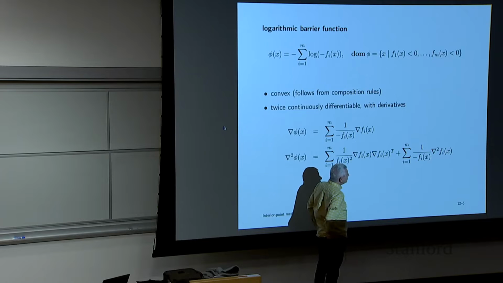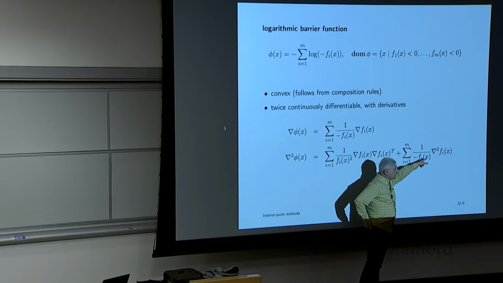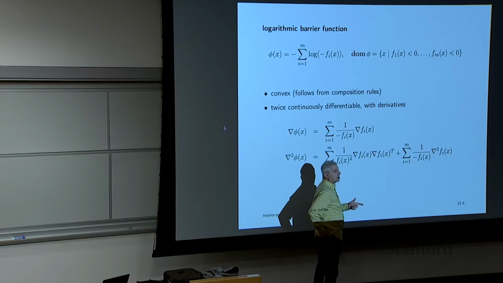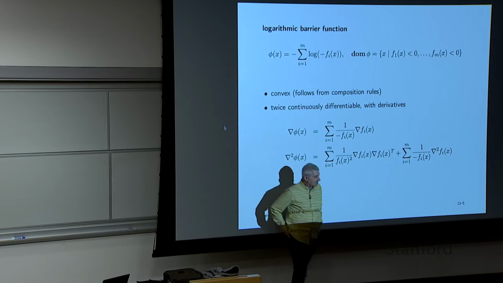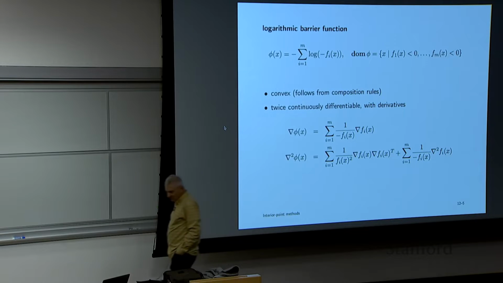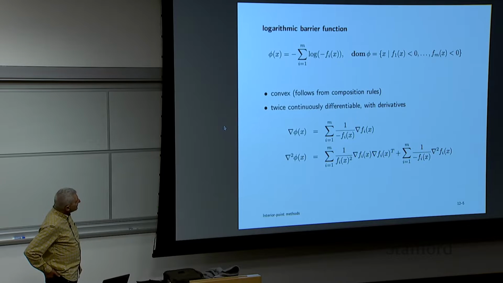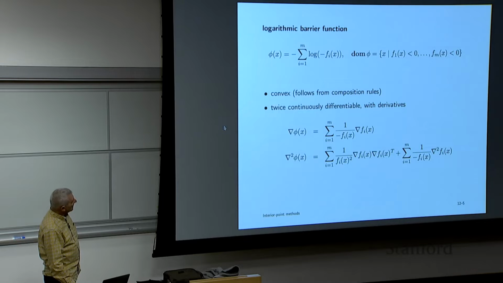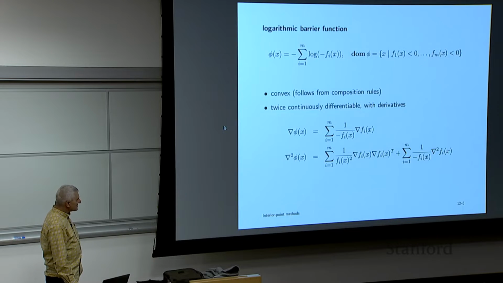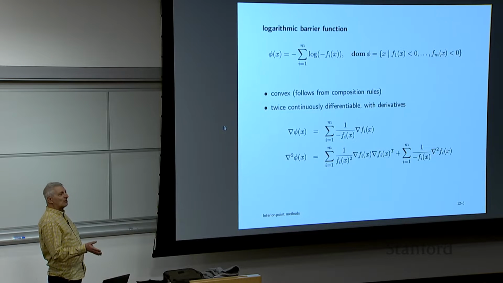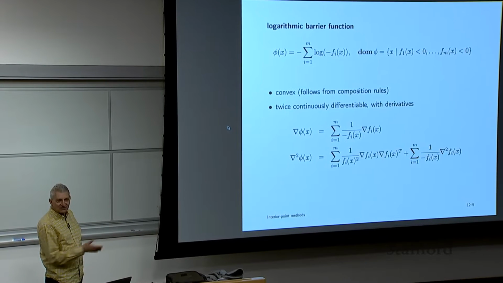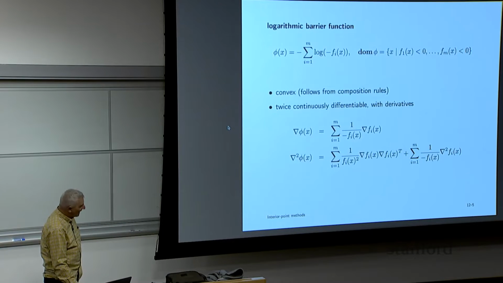And the Hessian has two terms. It's got the Hessian of the individual functions, scaled by minus fi, which is 1 over the margin, which is non-negative. And then it's got a bunch of rank 1 terms, which has to do with the gradient, and that's scaled by 1 over fi of x squared, which is basically the square of the margin. So these are what these two things look like. And again, you should be storing in your mind all sorts of structure for possible exploitation, like diagonal plus low rank or something.